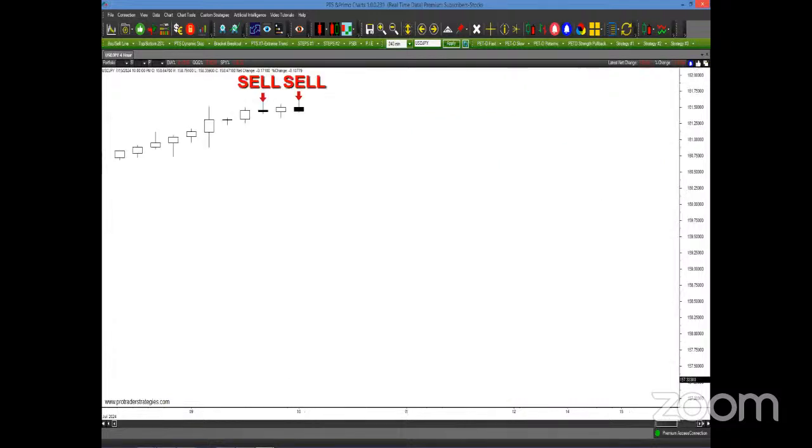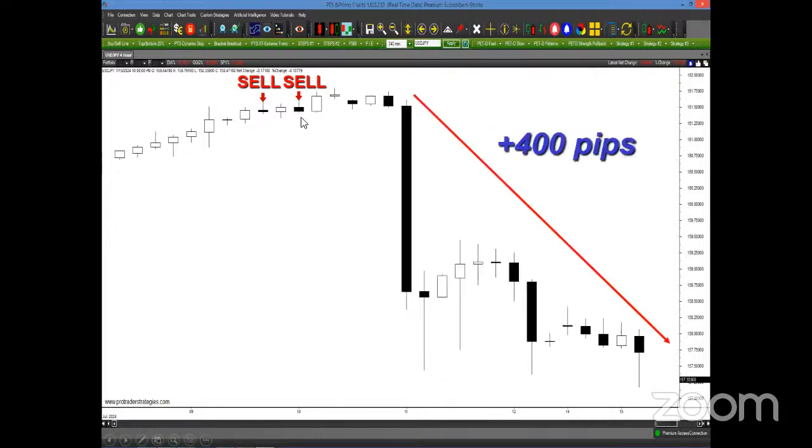Or we could look at a 4-hour chart of the dollar yen. All right, this was in mid-July of this month. On a 4-hour chart, 2 sell signals were generated right here. Nothing really happened until all of a sudden in the next week, the dollar yen fell out of bed. 400 pips or $4,000 per unit that you potentially may have captured.